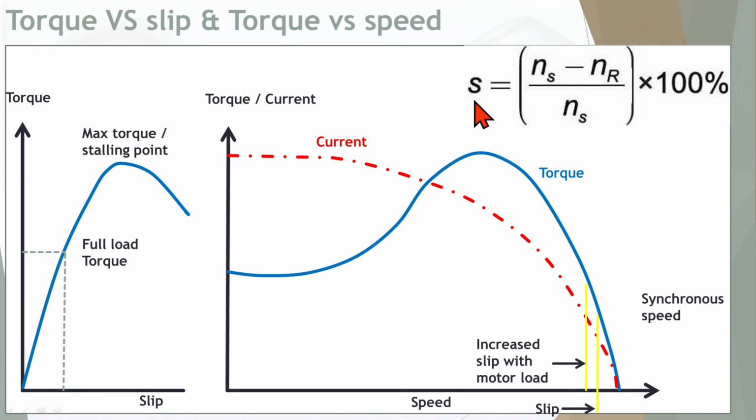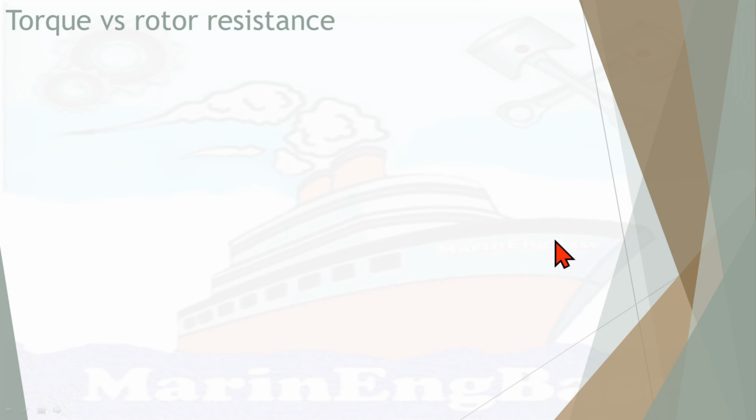Here, this equation is the slip equation. The rotor speed is subtracted from the synchronous speed, divided by the synchronous speed, and multiplied by 100%. So that will be the slip percentage.